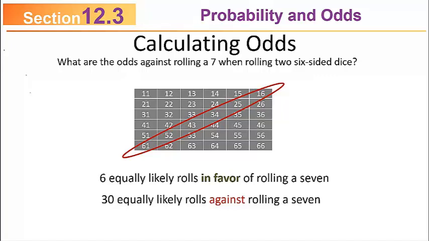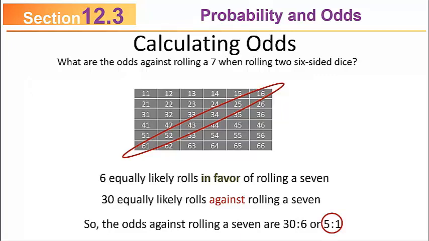So if there are 36 things in the sample space and 6 of them are 7s, that means 30 of them are not 7s. And we're looking at the odds against 7, so we want the against number to be first. So it would be 30 to 6. If we wanted the odds in favor of a 7, it would be 6 to 30. Be sure to get that distinction. You don't want to get it backwards after doing all that hard work correctly.